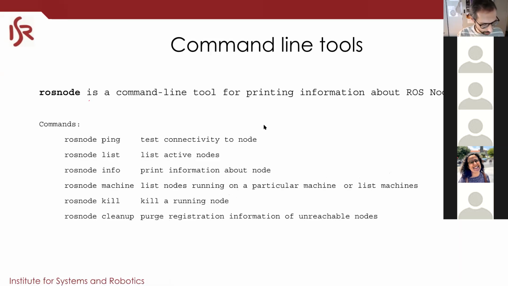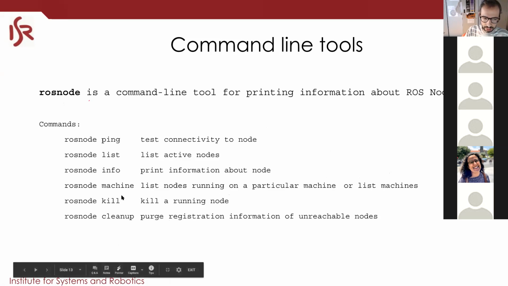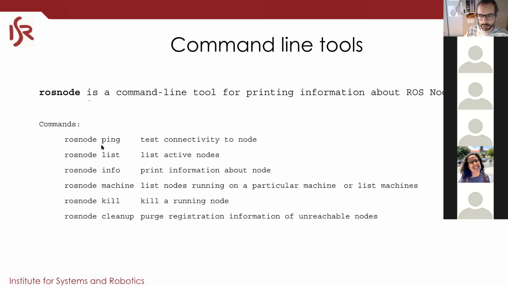Let me go briefly. I believe that João will go into more detail here. You have a set of command line tools that are mostly used for debugging, and are very useful. One is rosnode. Rosnode has these subcommands. This is not an exhaustive list, just the most important ones. rosnode ping, just to check whether a node is alive or not. rosnode list to list all of the nodes that are alive in one system. rosnode info tells information about the node.